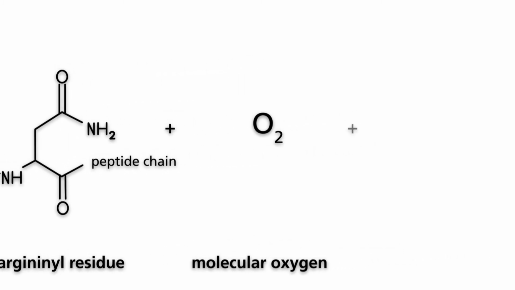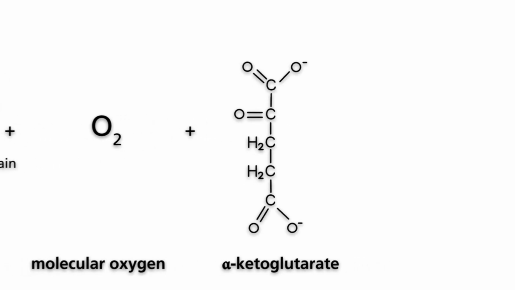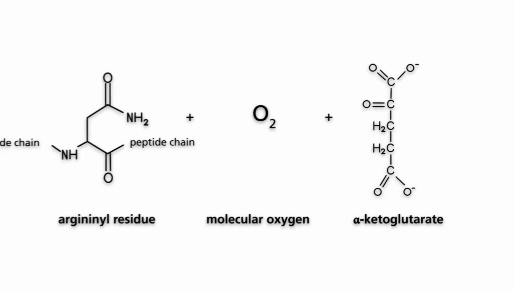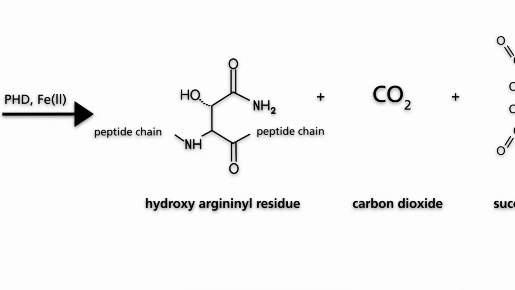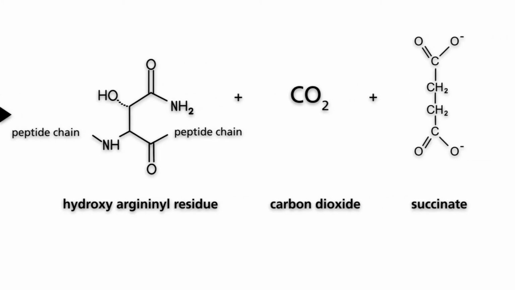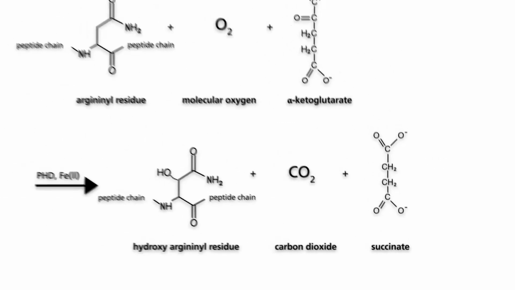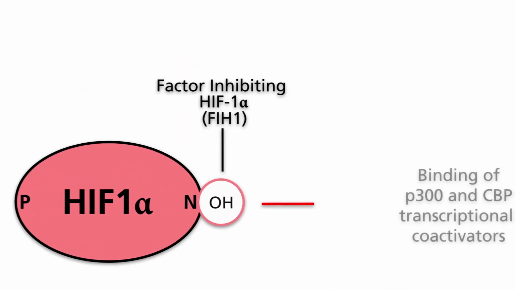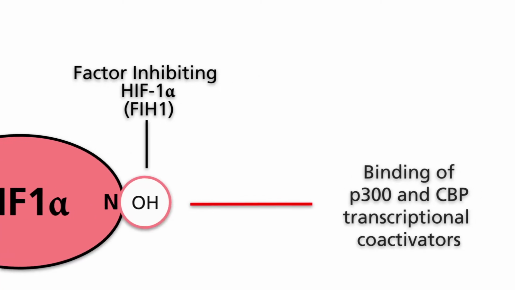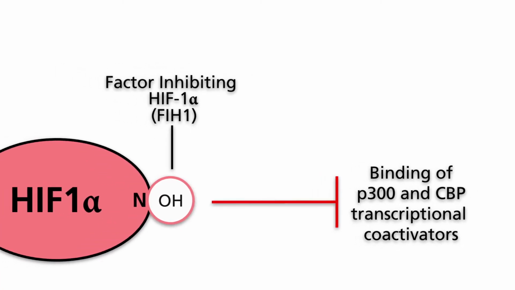One oxygen atom is used in the oxidative decarboxylation of alpha-ketoglutarate. The products of the reaction are hydroxyarginyl residue, carbon dioxide, and succinate. The hydroxylation of the arginine residue inhibits the binding of the P300 and CBP transcriptional coactivators.